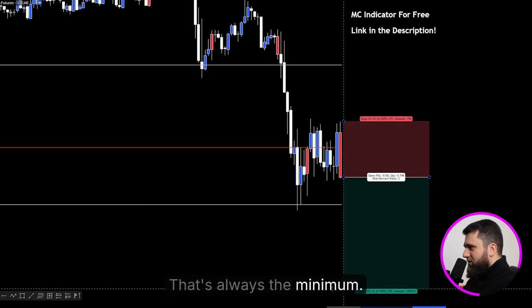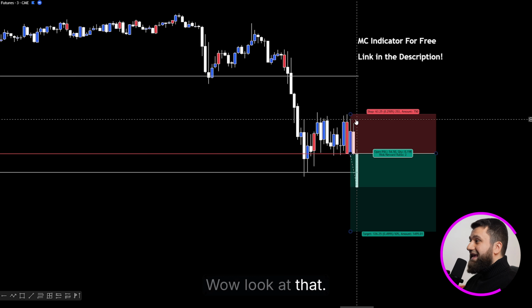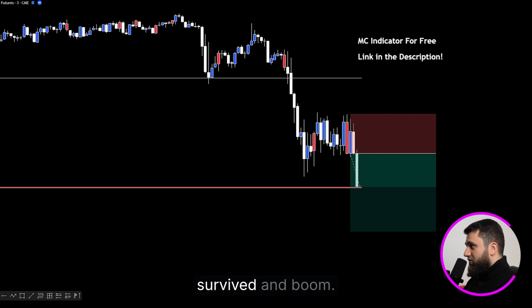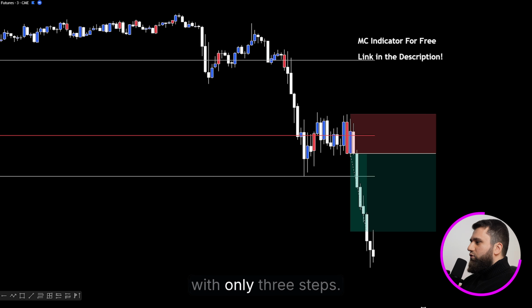That's always the minimum. If you don't have an obvious target, we will always go for the minimum of 1 to 2. Wow, look at that again, very close to the stop loss, but we survive, and boom. Simple as that, guys. Very, very simple trade with only 3 steps.